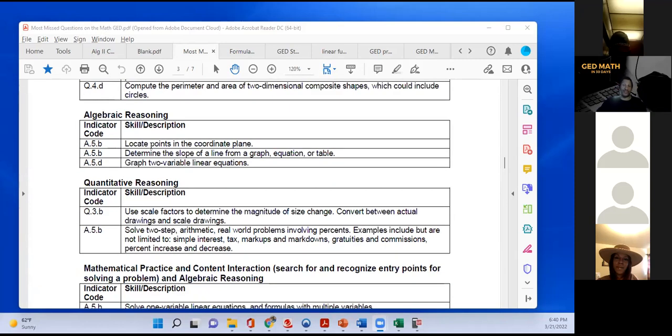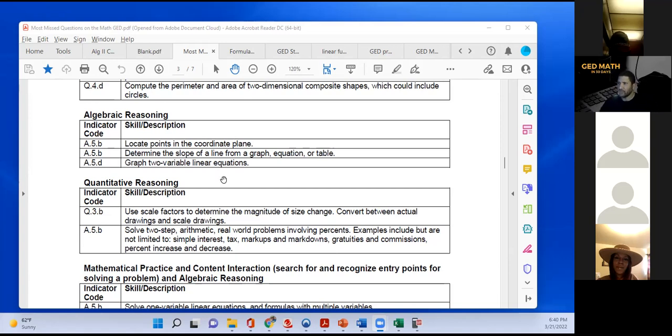And look what the first question is. The next area that's the most missed: locate points on the coordinate plane. Look at that. So that's how important it is. It's one of the most missed questions.